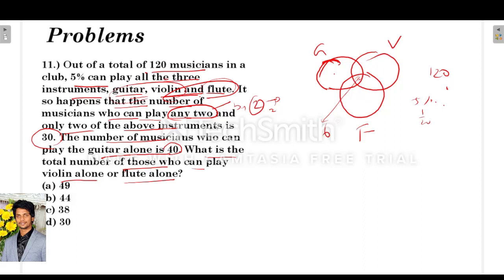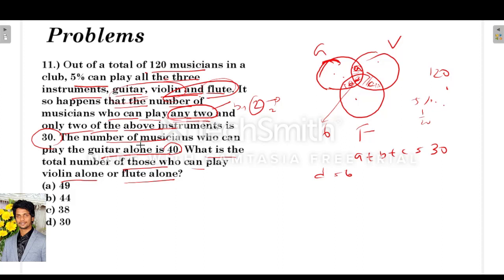So this is 6. And they are telling those who can play any 2 and only 2. So if we see this part, this is guitar and violin. If we see this part, this is guitar and flute. This part is flute and violin. So let us say this is A, this part is B and this part is C. So basically they are telling musicians who can play any 2 and only 2 is 30. It means A plus B plus C here is 30. And this inside part, let us say D, that we got as 6, right?